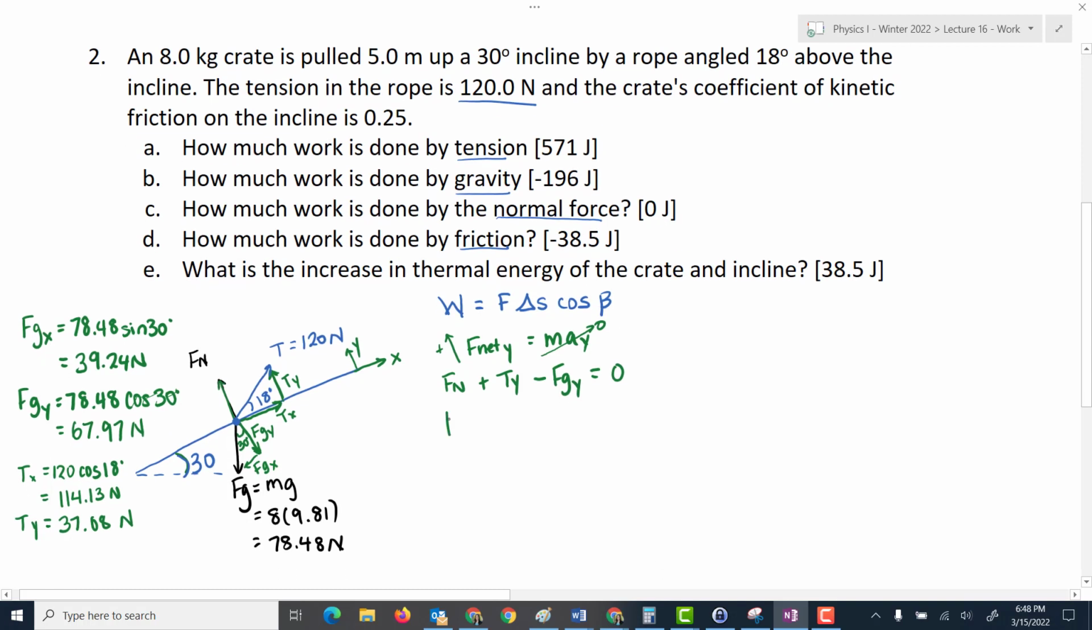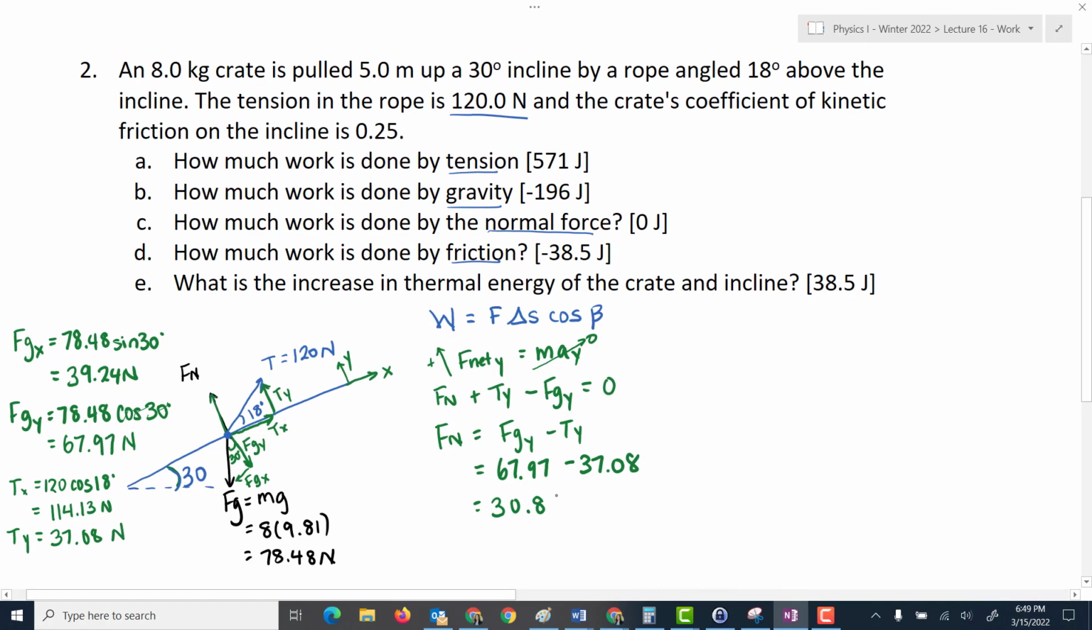So I can rearrange to solve for F normal, and I get FGY minus Ty. And I know what my values are. I did them on the side. FGY we said was 67.97 minus Ty, which is 37.08. And I'll type that up. And I get 30.89. So now I know my F normal.